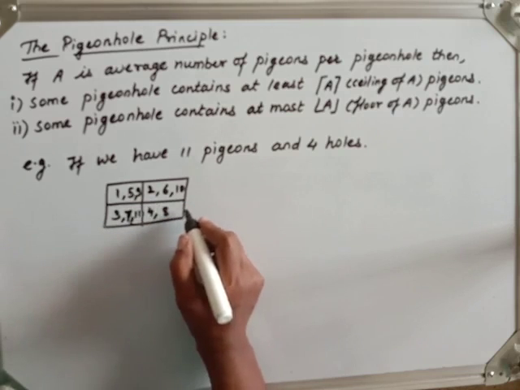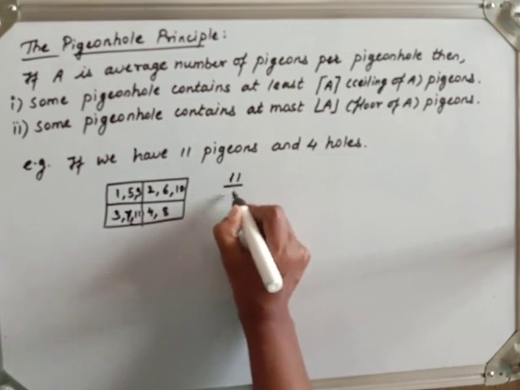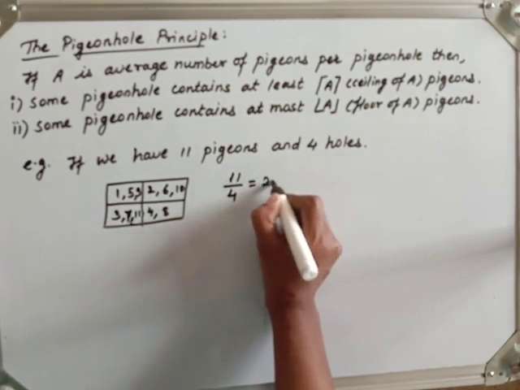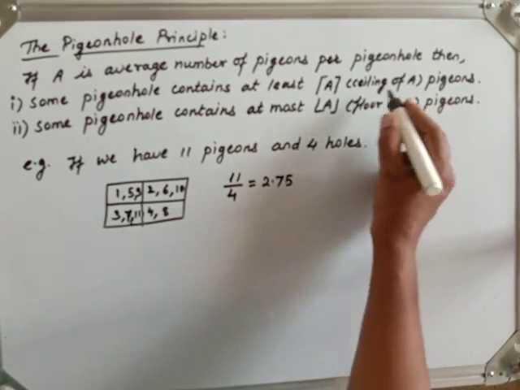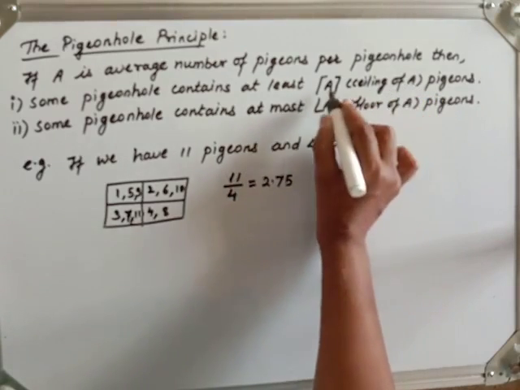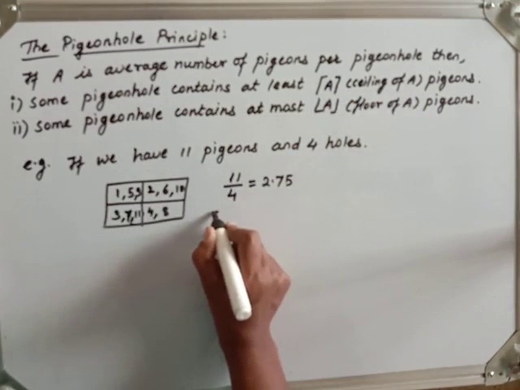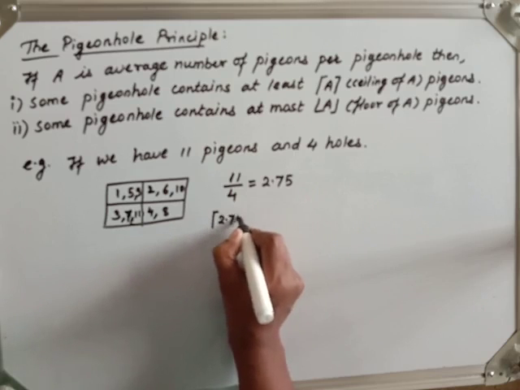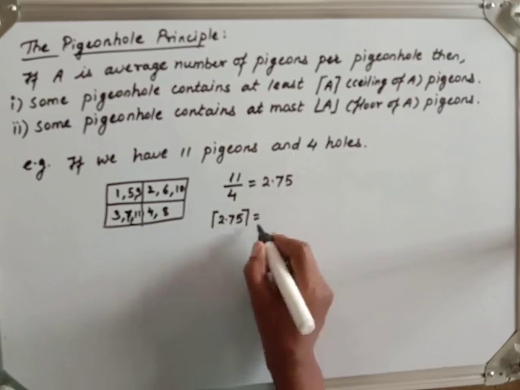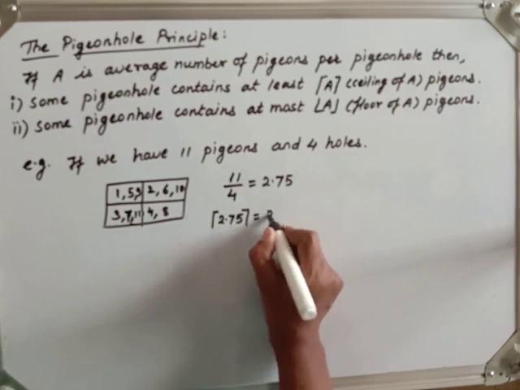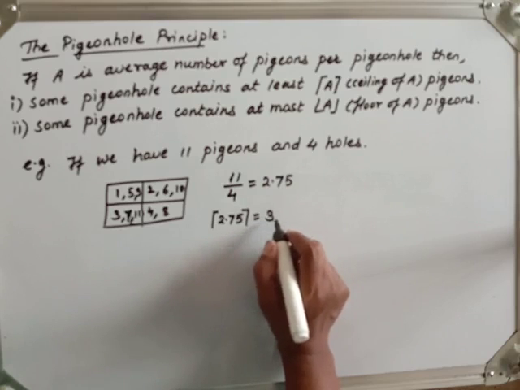We have 11 pigeons and 4 holes. Let us find the value of 11 divided by 4. It is 2.75. What is the ceiling of 2.75, as in the first principle? The ceiling of 2.75 is the integer greater than or equal to 2.75, so it is 3.